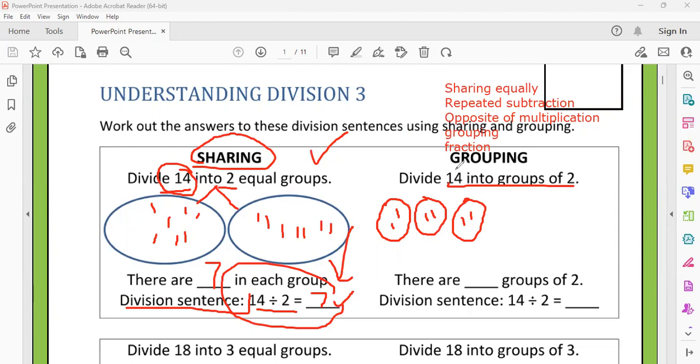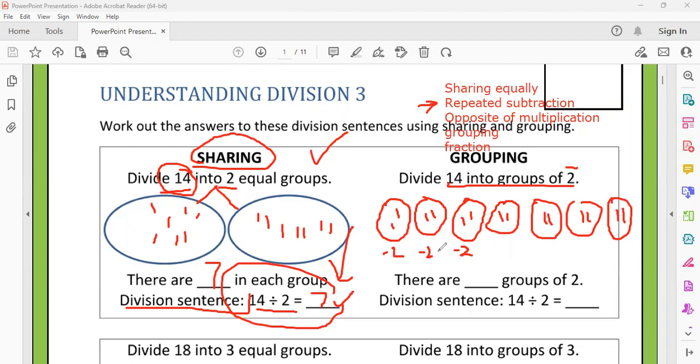This is something like taking 14 and subtracting 2 every time. So subtract 2, subtract 2, subtract 2. So this is where you get the idea of repeated subtraction. So you draw until you are all out of your 14. So another 2, you have 10 now. 12, and then finally all 14 is done. So how many groups are there? There are 7 groups of 2. So 14 divided by 2 is 7.